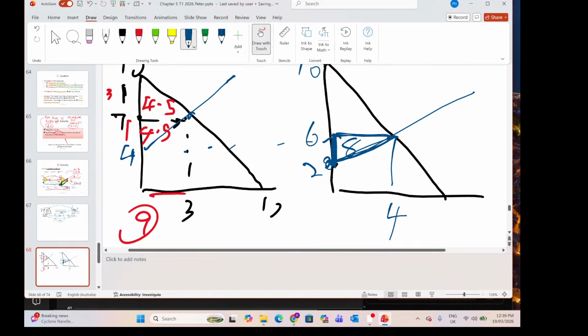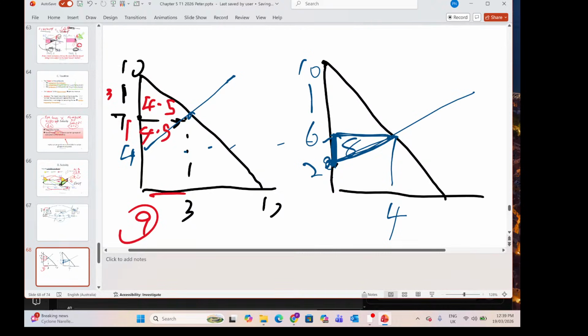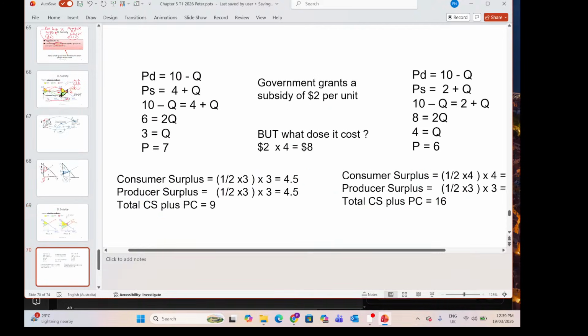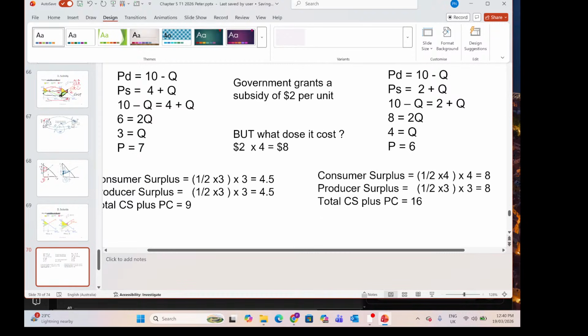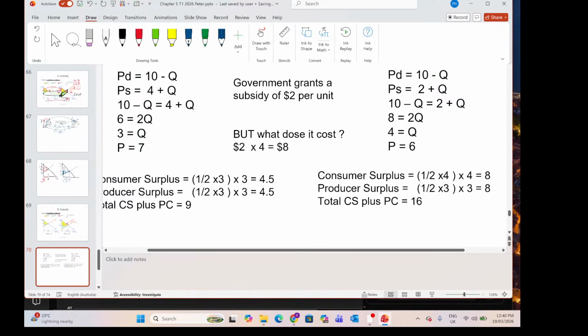The vertical distance here is 4, half of 4 times 4, again, is 8. The consumer surplus and producer surplus is now 16. And I've produced a proof down the bottom. The combined surplus is now 16.